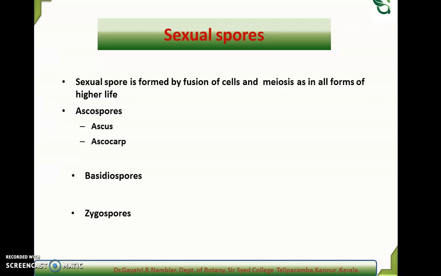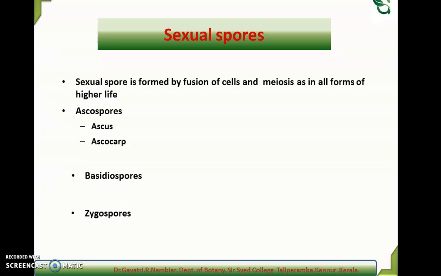Basidiospores. Basidiospores are produced by basidiomycetes. They are produced in a basidium and the common number is 4. Sometimes it may be 2, but the most common number is 4. Examples: Puccinia, Auricularia, Ganoderma, etc. The majority of the mushrooms come under basidiomycetes.